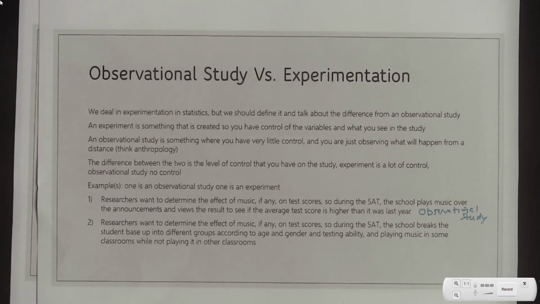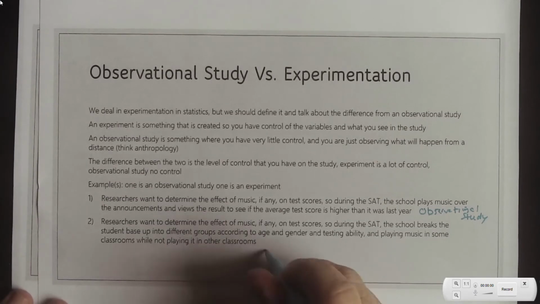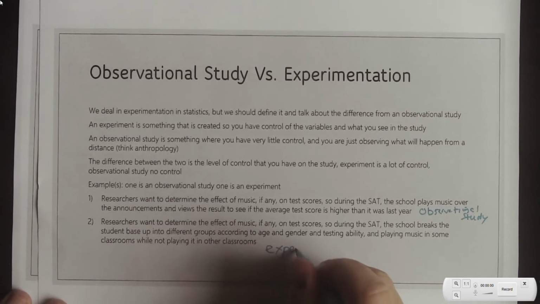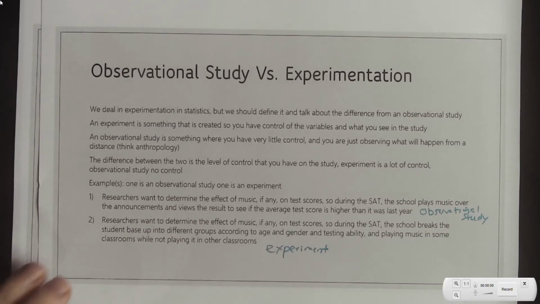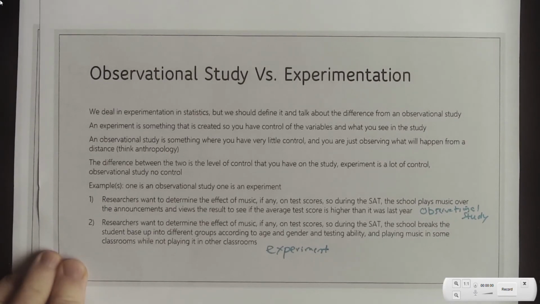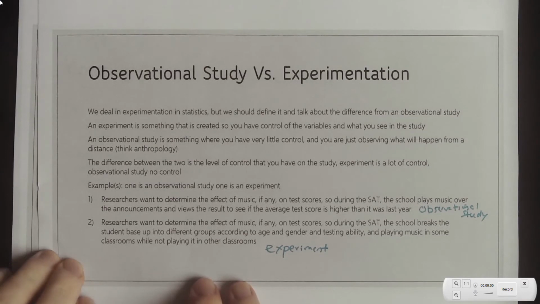Researchers want to determine the effects of music, if any, on test scores. So during the SAT, the school breaks the student base up into different groups according to age and gender and testing ability, and plays music in some classrooms while not playing it in other classrooms. That is an experiment because there's a lot of control. You're actually creating different groups and other stuff like that. So that is an experiment versus an observational study.